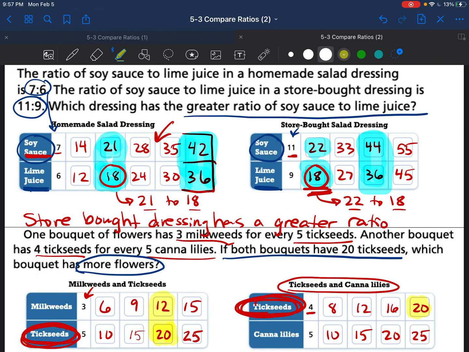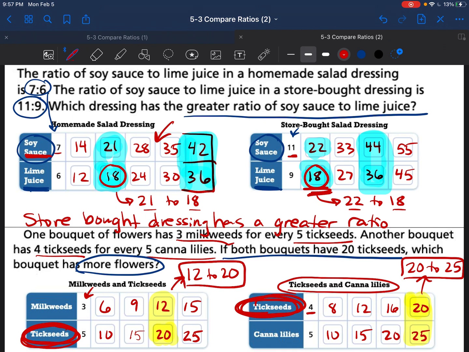So what goes with 20 here? Well, 12 milkweeds to 20 tick seeds, and 20 tick seeds to 25 canna lilies. So if we're looking for what bouquet has more flowers, 12 to 20 and 20 to 25, well, 20 plus 25 is bigger than 12 plus 20. So the bouquet that has more flowers when there are 20 tick seeds is this one right here, Tick Seed and Canna Lily Bouquet.